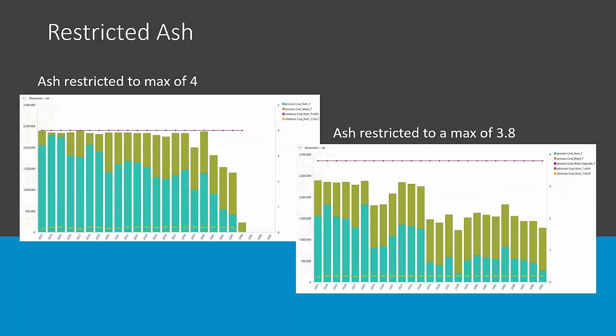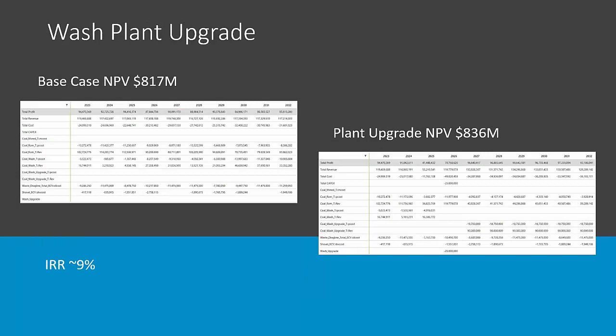The next one I wanted to look at was, what if I have a plant upgrade? Plant upgrade might get around this issue, okay, but I want to compare it against the base case first. So the base case had an NPV of $817 million for this scenario, given the information that I gave it. The plant upgrade cost about $25 million, which gave me a little extra capacity, and also produced a higher product. That increased the NPV to $836 million, including the purchase price of the plant.